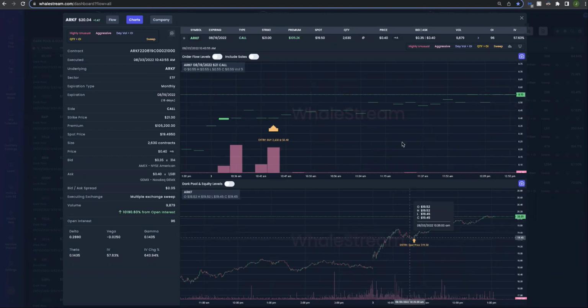But from here also, you can see when they entered the call in relation to the stock price and see what happened afterwards. So they got in when it was trading around 19.50. It's currently trading 55 cents higher.